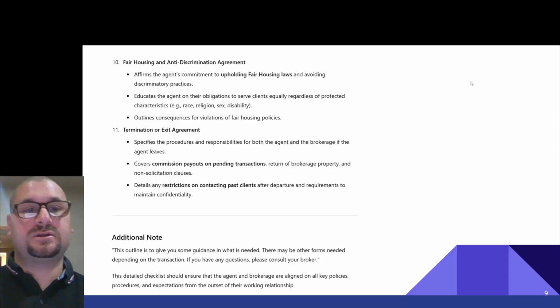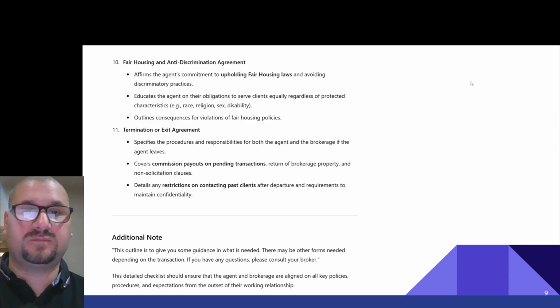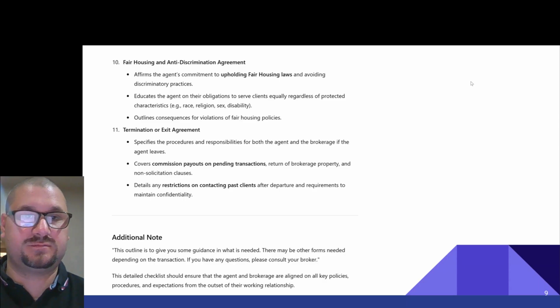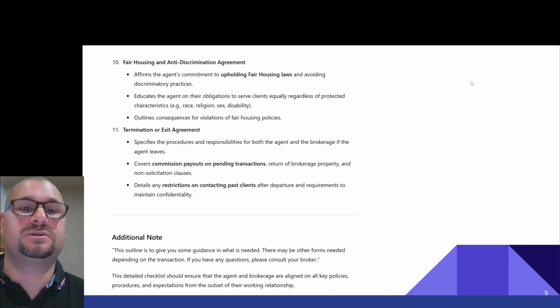Termination or exit agreement. So this is going to specify the procedures and responsibilities for both the agent and the brokerage if the agent leaves. This is going to cover commission payouts, pending transactions, details, any restrictions on contacting past clients after departure, and requirements to maintain confidentiality.